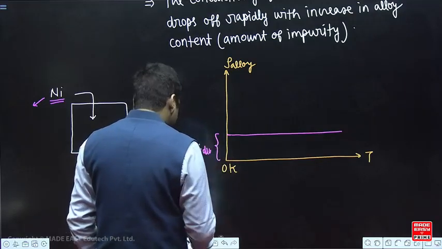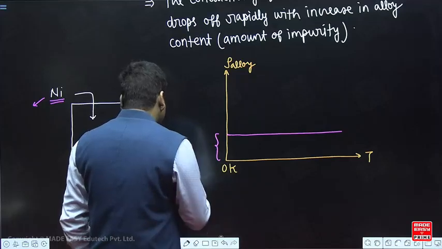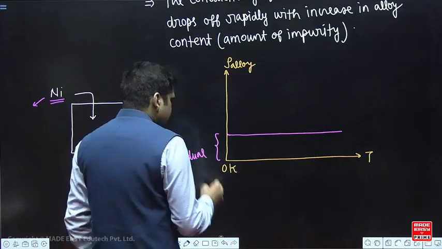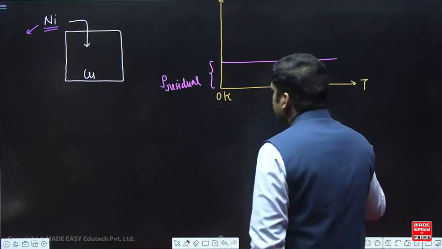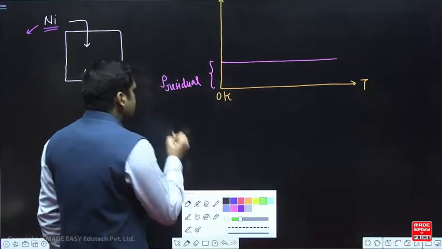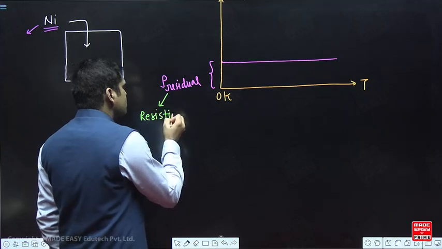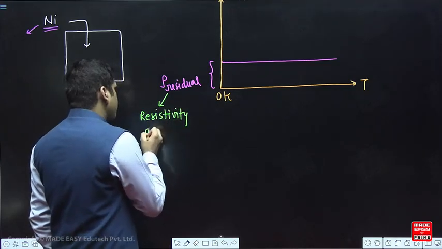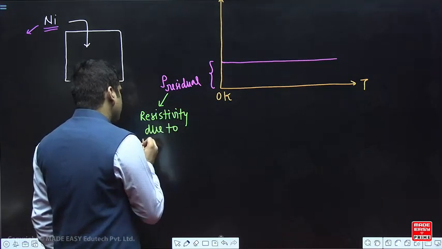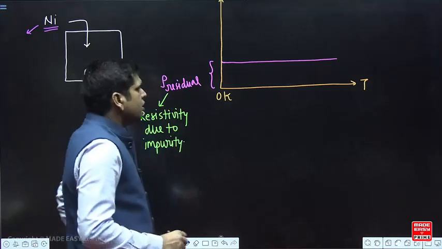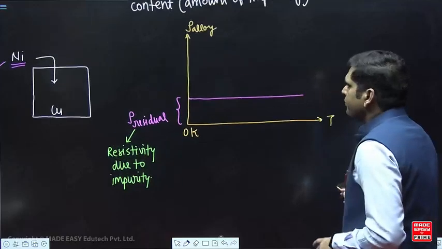Don't make this graph yet. This is just to explain. The final graph would be different. I will tell you. This is rho residual. This rho residual is the resistivity due to impurity. Right? This is because of the impurity.